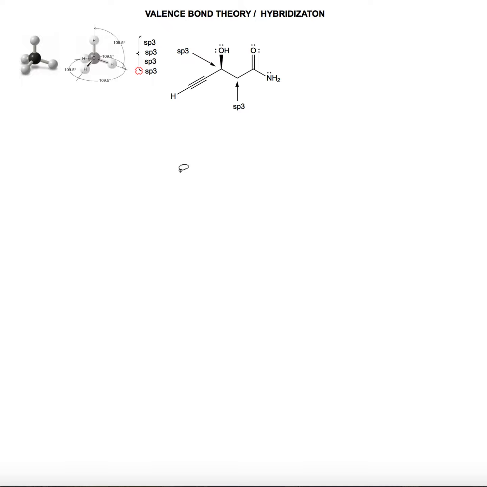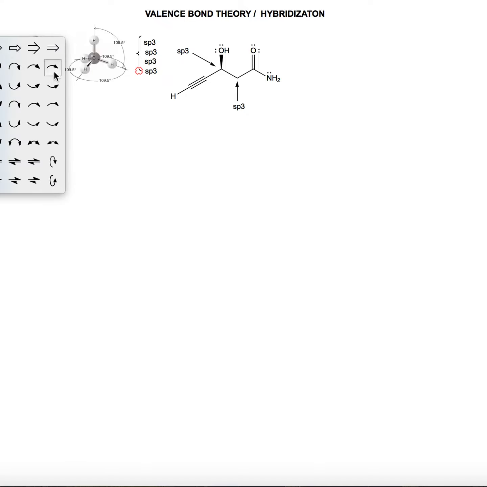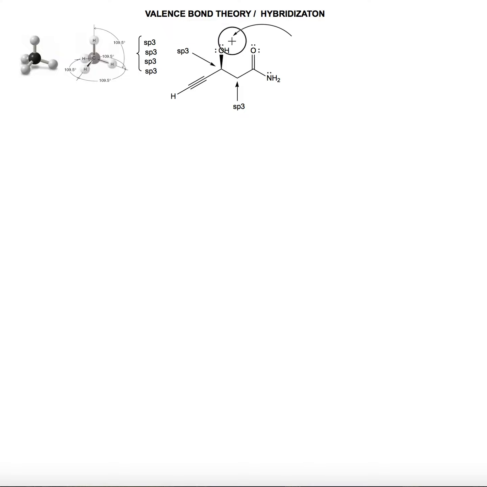So next question: is there any other sp3 hybridized atom in this picture? And indeed there is one. If we look at this oxygen here, this oxygen has no pi bonds whatsoever, so therefore this is also an sp3 hybridized oxygen. Because it's sp3, since it has no pi bond, there are 4 sp3 hybrid orbitals around this oxygen atom. So first we look at how many sigma bonds this oxygen has: 2 sigma bonds, 1 to the hydrogen and 1 to this carbon.